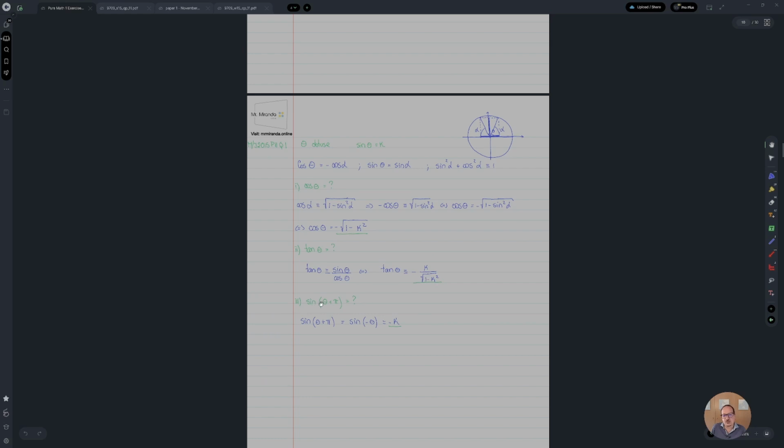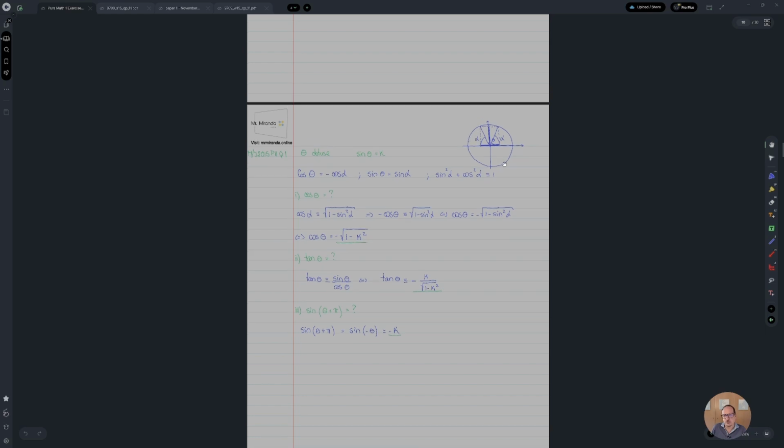What about the sine of theta plus pi? Again, don't memorize stuff, just understand what is happening to the value of the sine if you add to an angle half of a circle, pi. So right now you are here, okay? And the sine of theta is k. If you add half a circle, 180 degrees, pi, where do you end up? You end up over here, right?